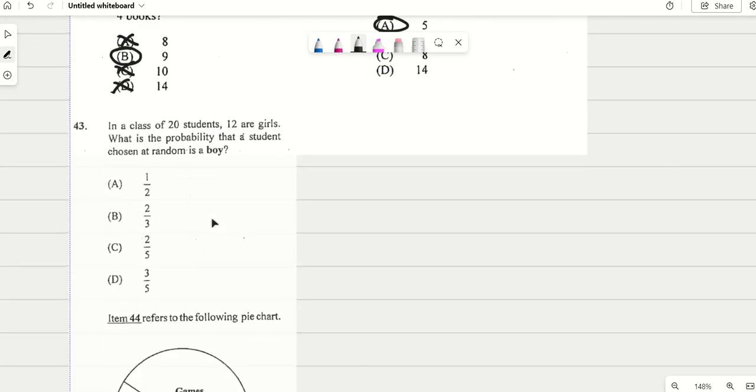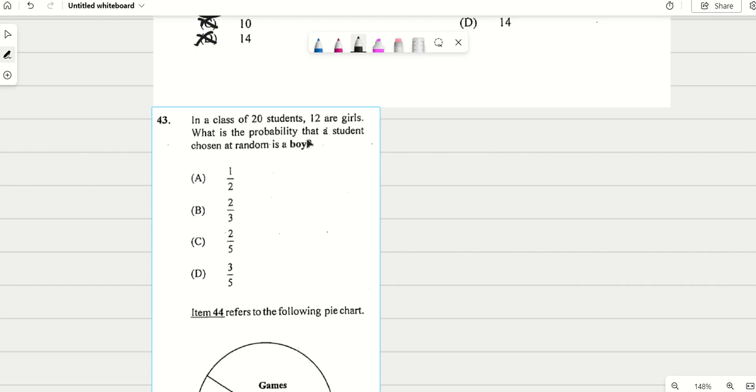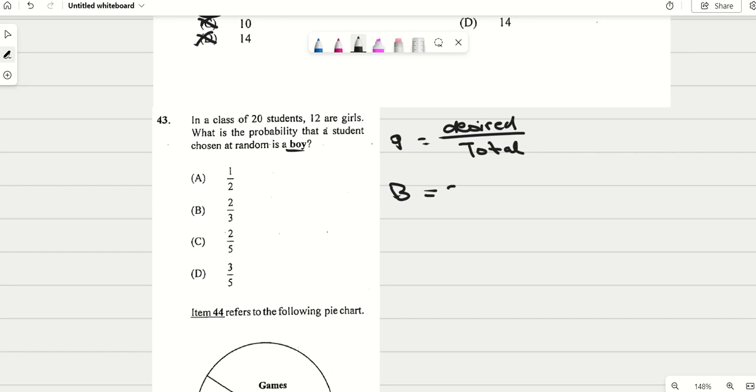All right, now let's look at this question. Let's just shift this down. In a class of 20, 12 are girls. What is the probability that a student randomly chosen is a boy? First off, let's find out the number of boys, right? I told you guys, especially when we were doing paper 2, that probability is your desired over your total. Now your desired is your number of boys. If there's 12 girls, how many boys would there be? Boys would be 20 minus 12, which is equals to 8.